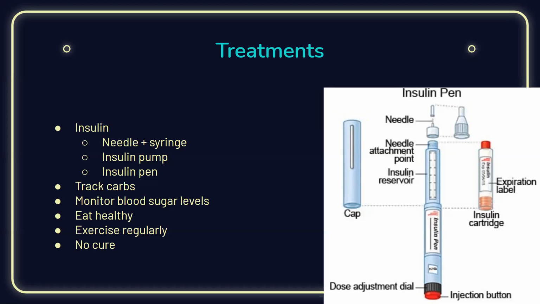The insulin pen is kind of similar to a small EpiPen. They also need to track their carbs and monitor blood sugar levels. They also need to eat healthy and exercise regularly. Of course, these are important things for anyone, even if they don't have diabetes, but it's especially important in people with diabetes so they can make sure that their blood sugar levels particularly don't get too high.